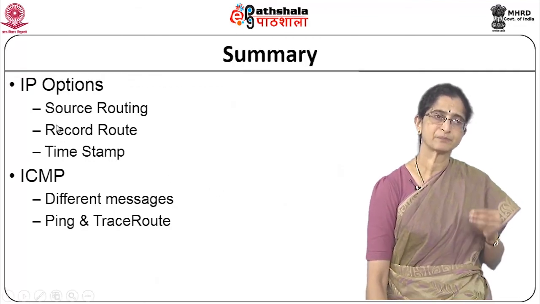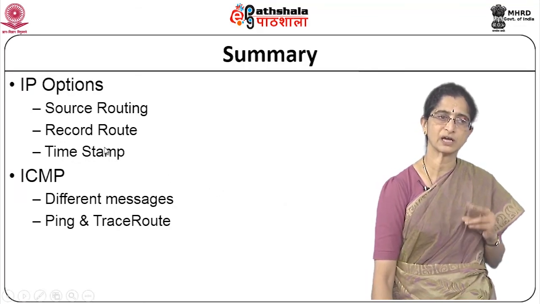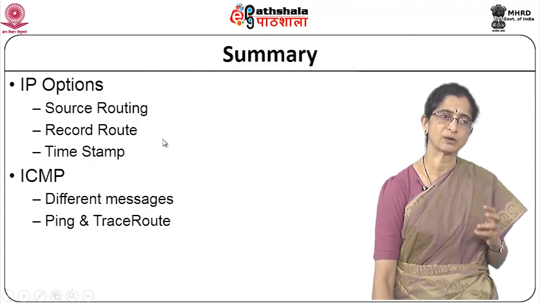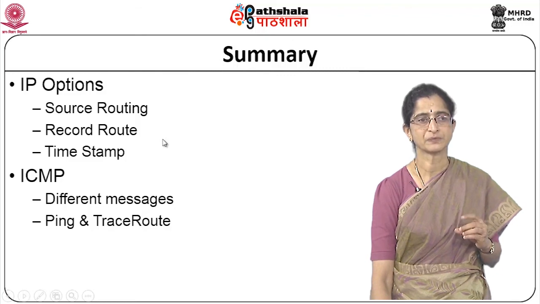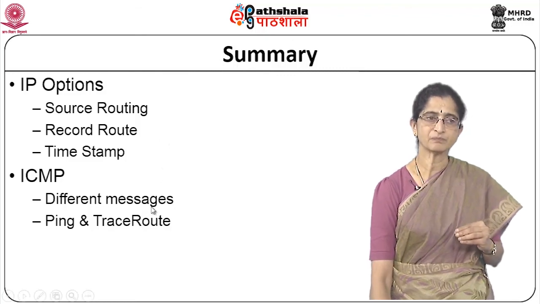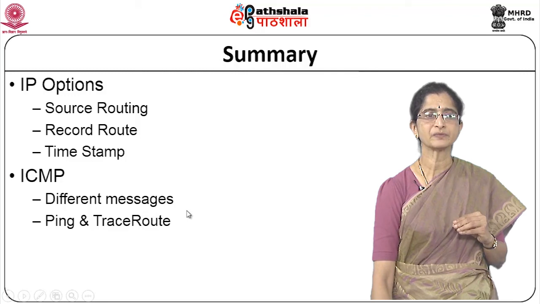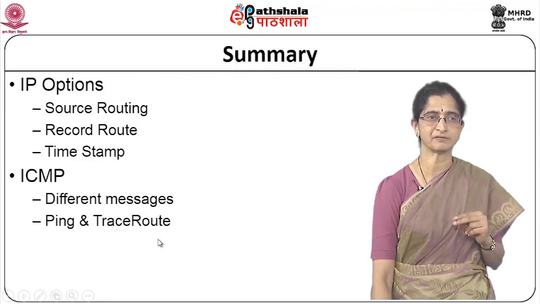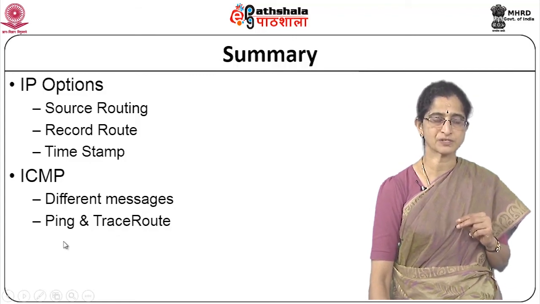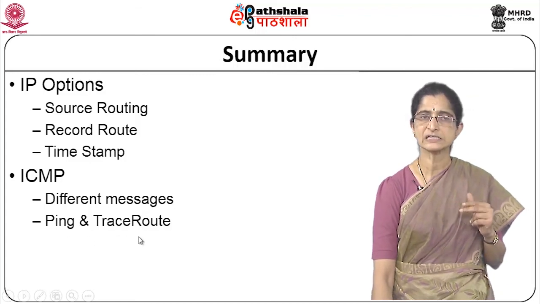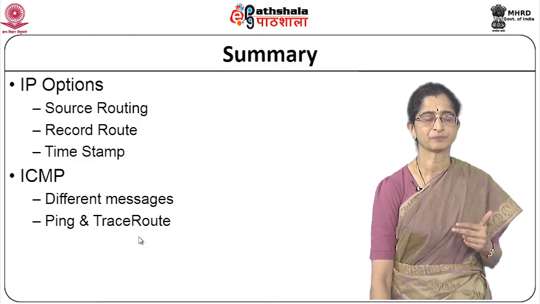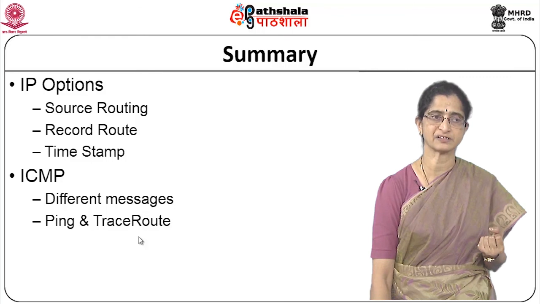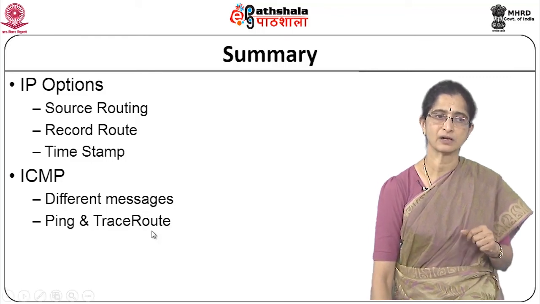So to summarize, what we have looked at in this module are two things. One is the IP options, where we looked at the different options: source routing option, record route option and the timestamp option. And then we looked at ICMP, the different message types that are there, and two important usages of ICMP messages, which are ping and trace route. Ping is implemented using echo request and reply, and trace route is implemented using the time exceeded kind of message. So with these messages, there are a lot of interesting things that can be done, which is what we have tried to provide an overview of.